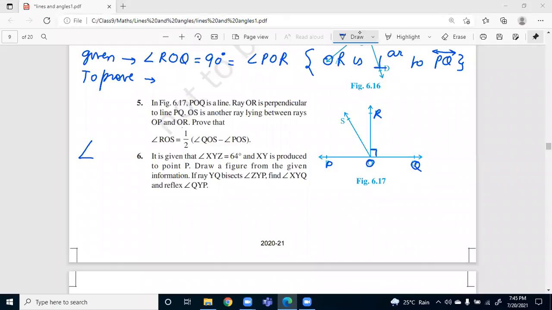And the reason is that OR is perpendicular to PQ. So you can see OR is perpendicular to PQ. What should I explain in this? I don't understand. Perpendicular means 90 degree.